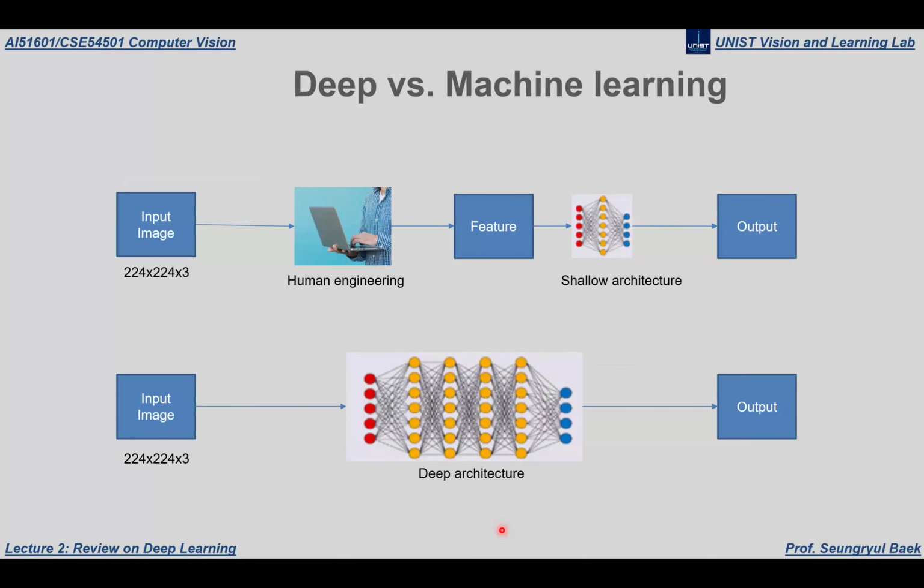Okay, so this slide summarizes some differences between deep learning and classical machine learning algorithms, which use shallow learning. In the first row, you can see the classical machine learning algorithm, which is actually shallow, having just one layer. So this is the shallow learning architecture.